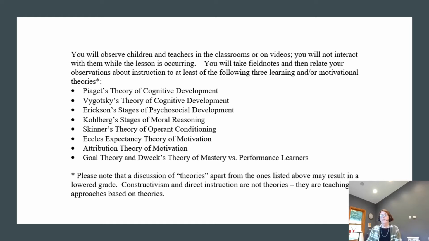So we're studying a lot of theory in class. The ones that you may use for this paper are listed here: Piaget, Vygotsky, Erikson's, Kohlberg, Skinner, Eccles, attribution theory, and goal theory, Dweck's theory of mastery. You can use any of those theories and discuss them in your paper. The point is to make connections between what you're seeing in the classroom and these theories. For example, if you notice that the teacher uses a reward system to encourage good behavior, you can incorporate that into the idea of Skinner's theory of operant conditioning.